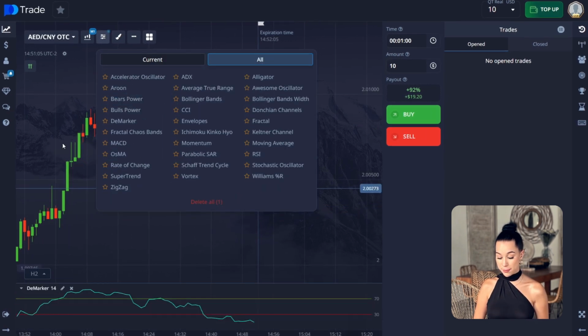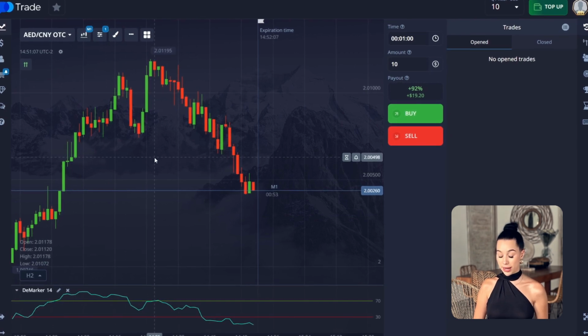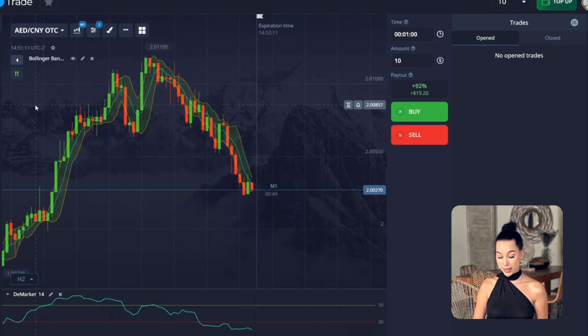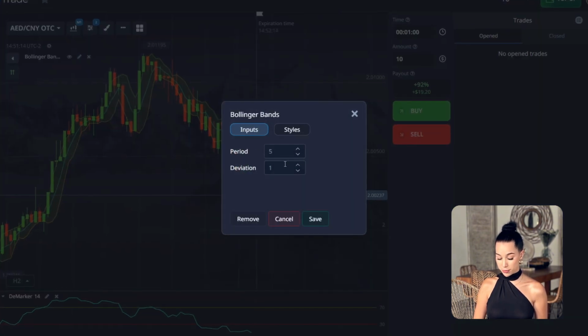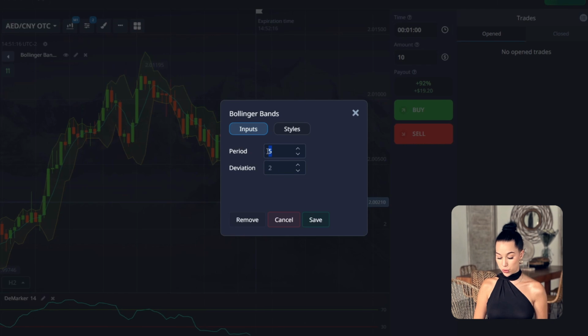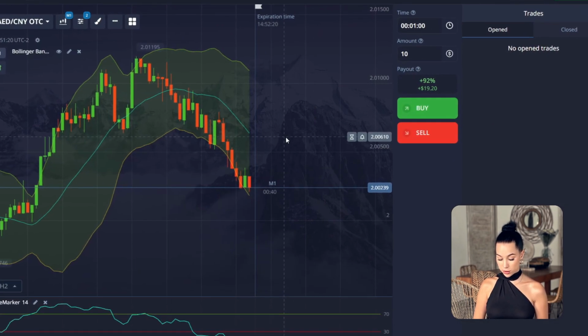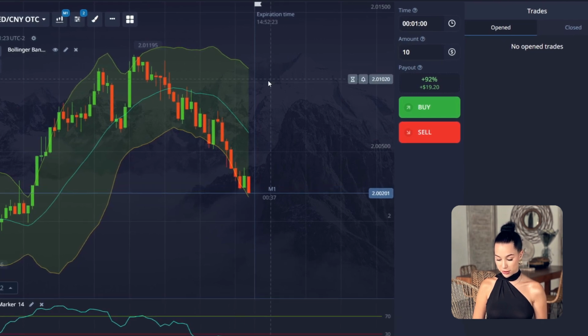For the indicators, I'm gonna use DeMarker. I don't really use it that often, but today I'm gonna tell you more about this one, and also Bollinger Bands. For Bollinger Bands, we change the deviation to 2 and period to 20, and we click Save. So actually, this is everything that we need to know.